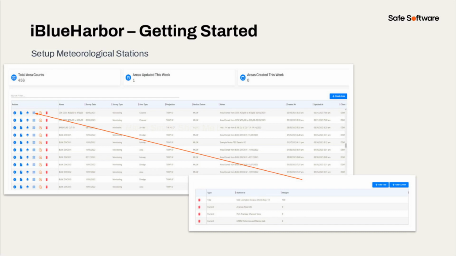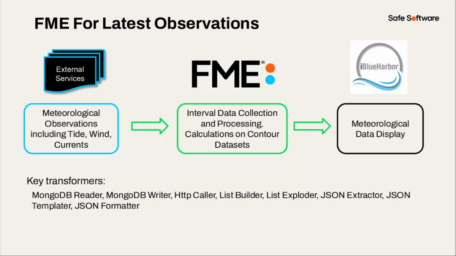You can do a 50-50, and it'll go through both and do a weighted average on those stations. Then also we'll pull in currents, so you can show that information whenever you have your area loaded in the app. This is showing how we're pulling this information from external services with HTTP callers, doing some processing in FME, and then displaying that on the app.